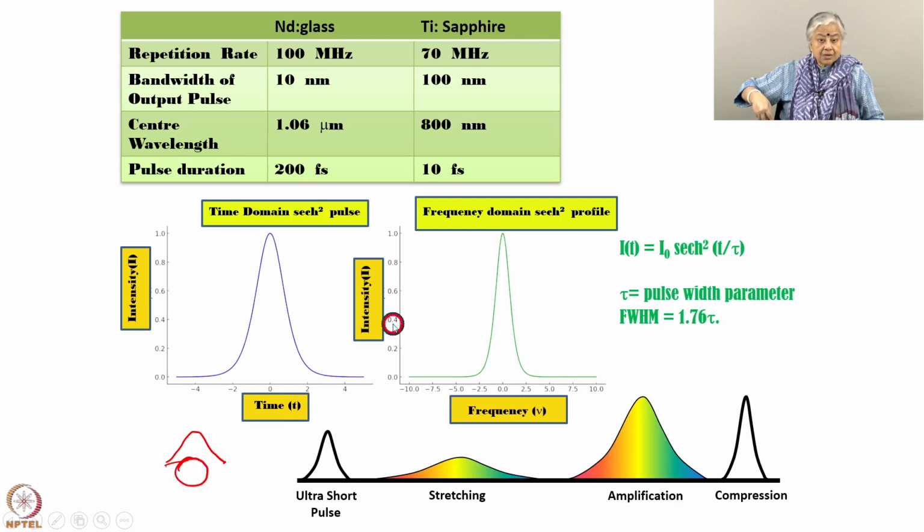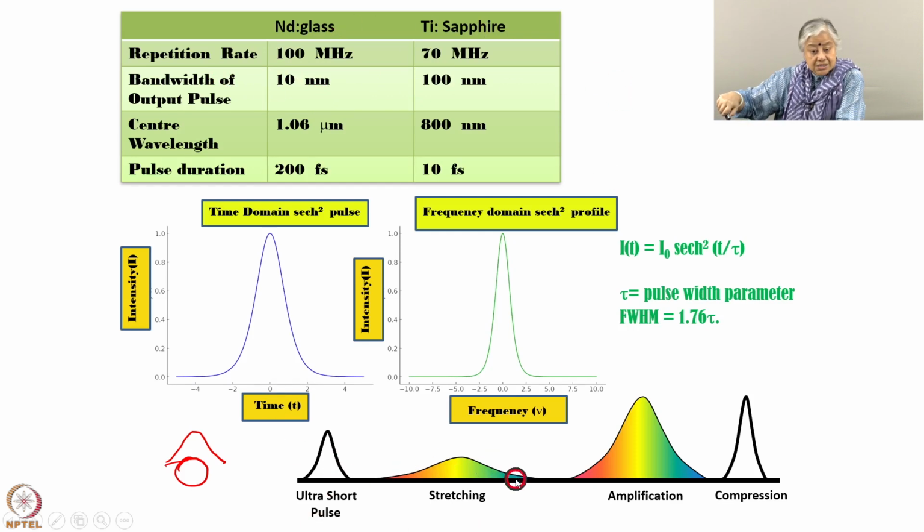So, and you have a good spectrum. You know, this pulse, the time pulse involves a good spectrum. In case of titanium sapphire, 100 nanometer. In case of Nd glass, 10 nanometer, which is not bad. Of course, you can work with it. So here I have got the pulse that I desire from my oscillator, that is here.